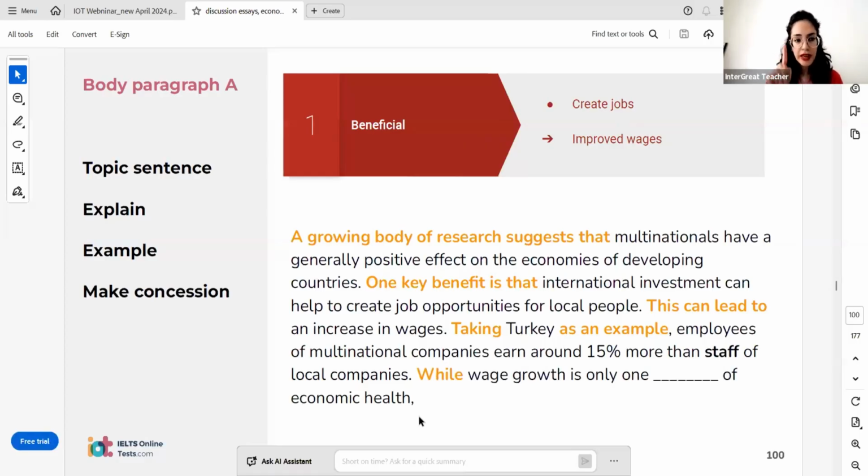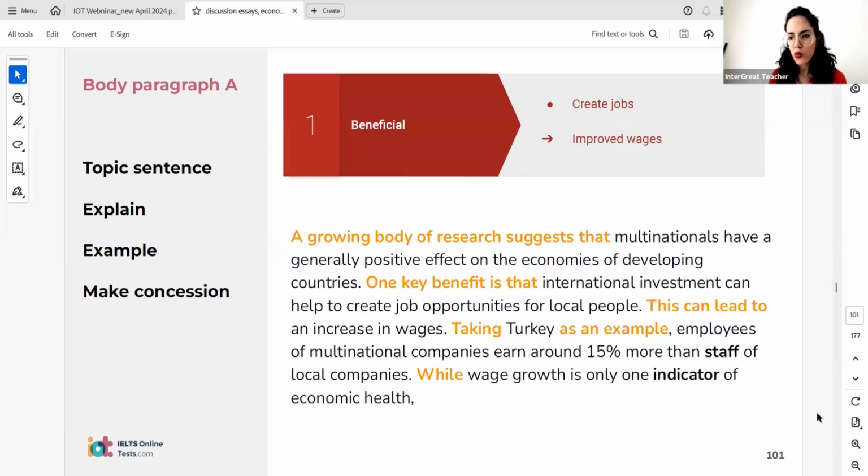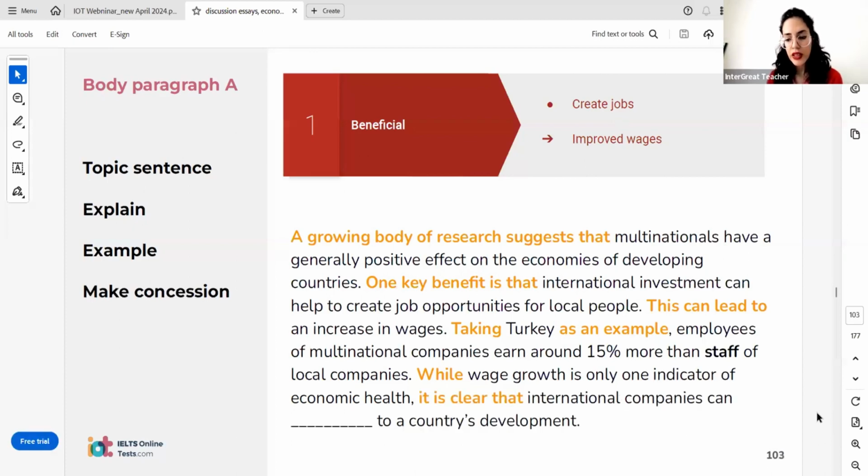This was my example. Now, pay careful attention. Remember we talked about concession, and I said concession is you considering the other side of the argument and creating a contrast. So it's here. While wage growth is only one indicator of economic health, it is clear that international companies can contribute to a country's development. So what is happening here? I'm creating a contrast, right?